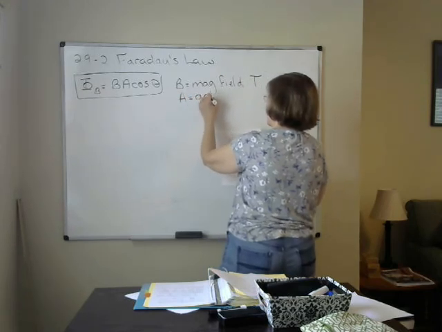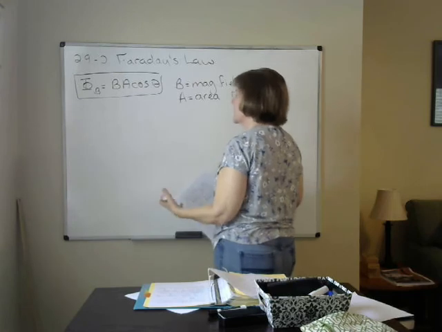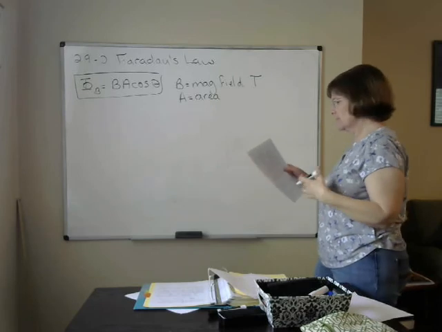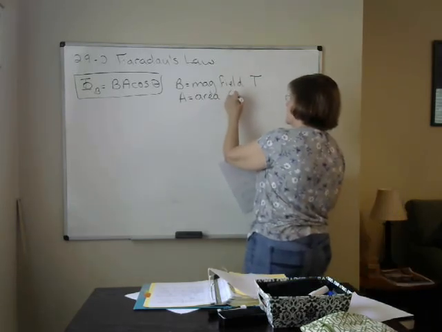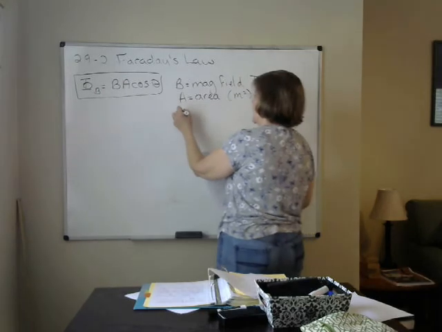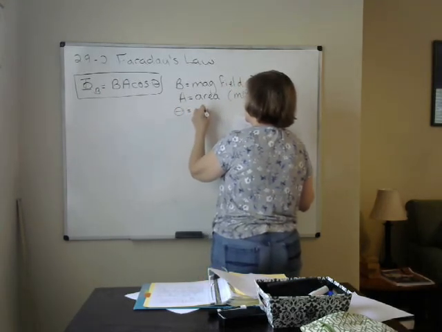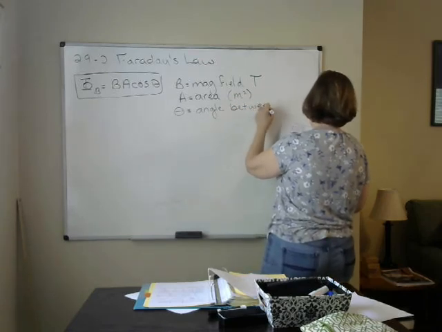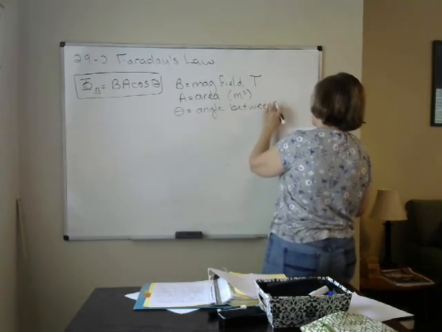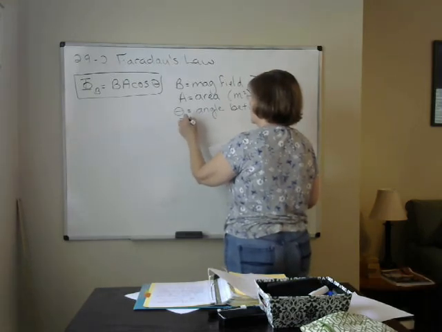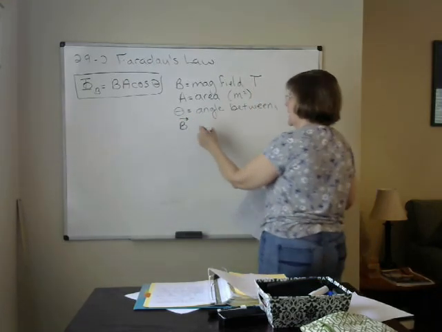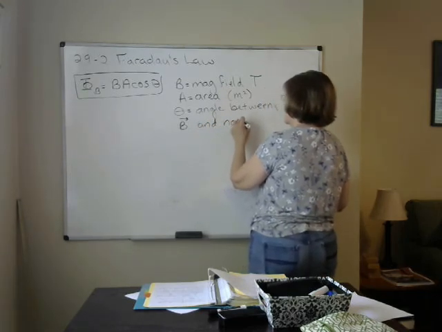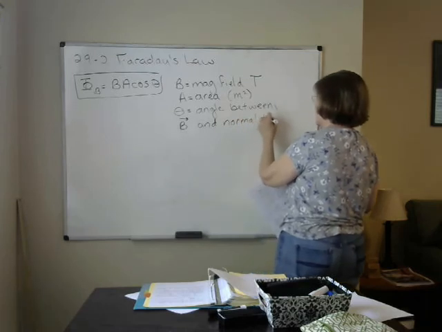A is the area. So when we talk about flux, we always talk about flux as being the amount of magnetic field lines through a particular area. And areas are going to be in square meters. And theta. Theta is the angle between B, which of course is the direction of the magnetic field, and the normal to the area.